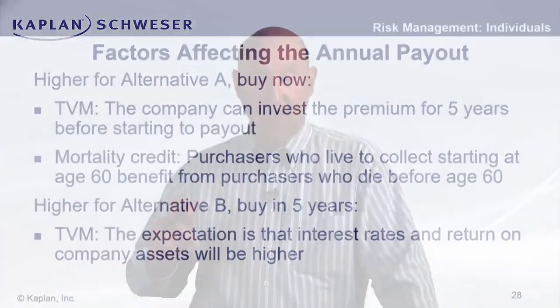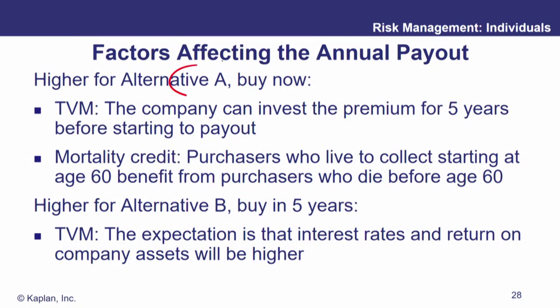So let's dig into this a little bit more. What would favor alternative A? Go ahead and buy now. Well, if the company gets the premium now, it can put it to work for 5 years before they start making payouts. Remember, it is still a 5-year deferred annuity. That means they can offer you a higher promised payout.